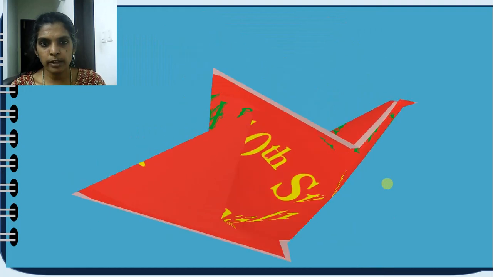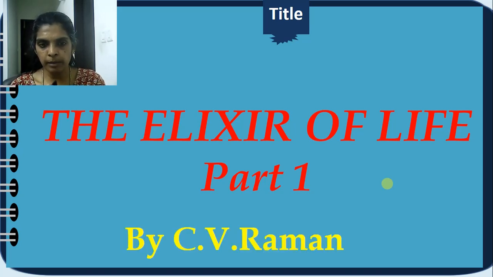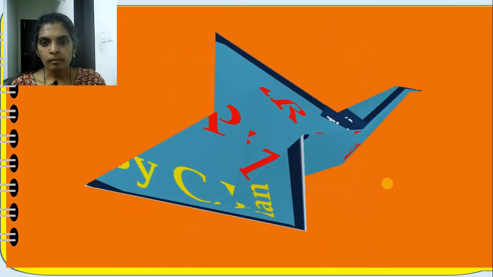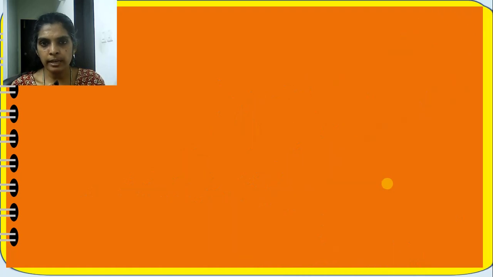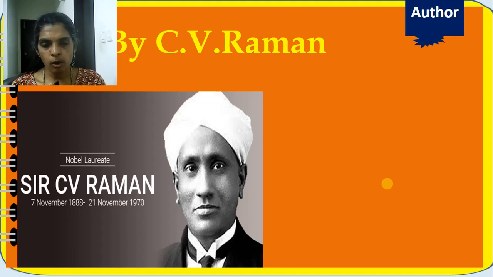So today we will see a new lesson. Last time we saw a poem, so this time we will see a prose, which is actually an essay. The title is The Elixir of Life. It has been written by Sir C.V. Raman. You all would have heard of Sir C.V. Raman, and he has written an essay, The Elixir of Life.